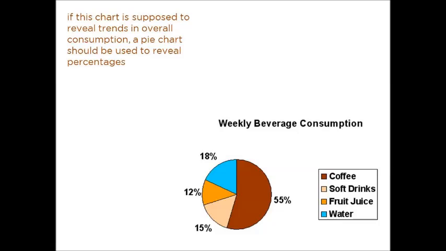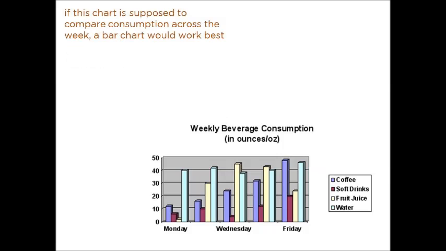If the chart was showing us trends in overall consumption per week, a pie chart should be used, with each day getting a slice or percentage. And here we can see overall coffee is the most popular drink consumed. If the chart is comparing consumption across a week, a bar or column chart would work much better. Here we can see that coffee consumption goes up across the week, whereas water consumption stays relatively stable.